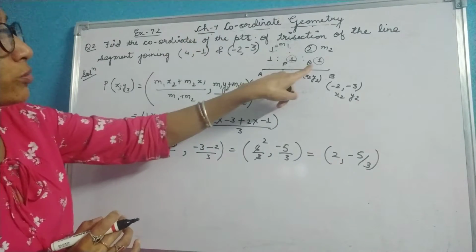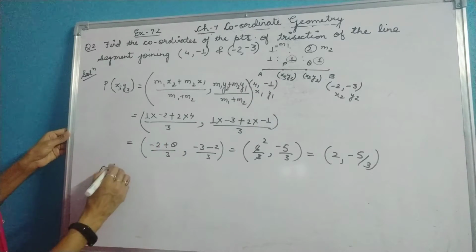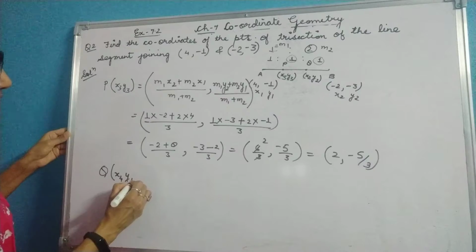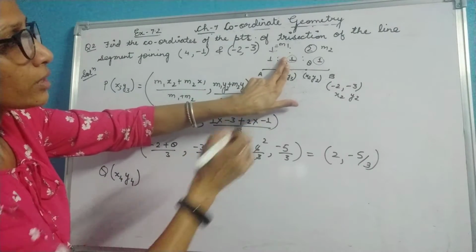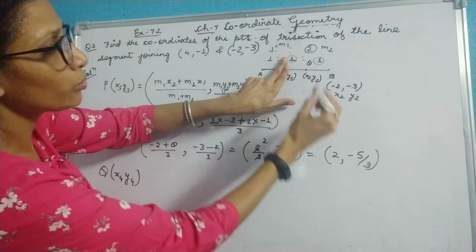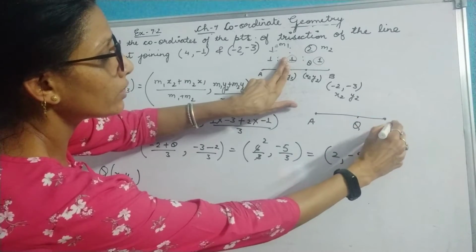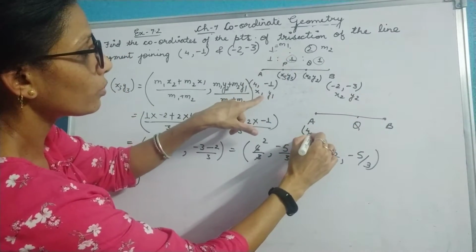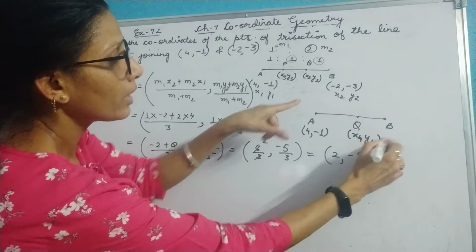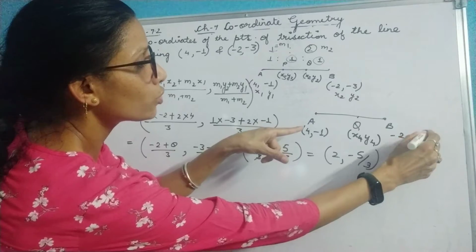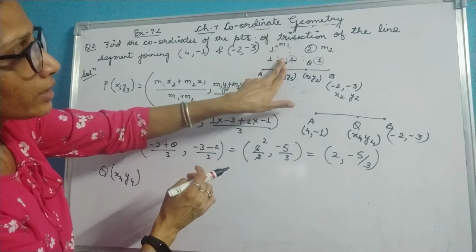Now I need to find my point Q also. So when you are going to find point Q, which is say x4 y4, then you will not be taking P, hide this P. So I'll be taking now AQ. Draw another line here. Say this is your A, this is your Q and this is your B. A is given to you as (4, -1), Q you have taken as (x4, y4) and B is given as (-2, -3).